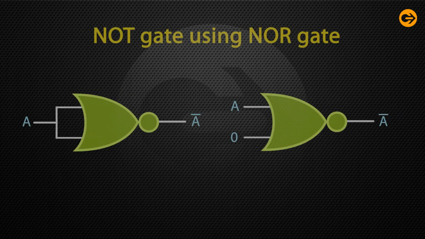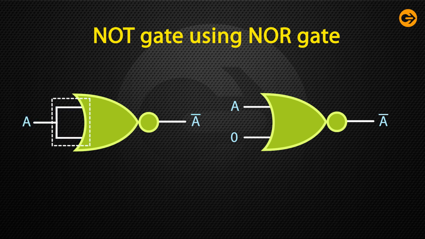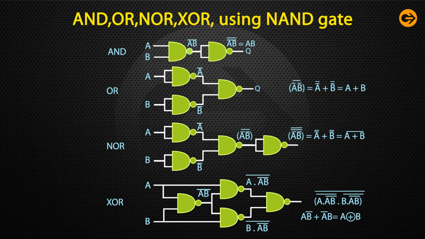Now we will see NOT gate using NOR gate. Applying A to both the inputs of NOR gate will generate A bar. Also if one input is A and the other input is 0, then it will generate A bar again. Now we will discuss AND, OR, NOR, XOR, XNOR using NAND gate.